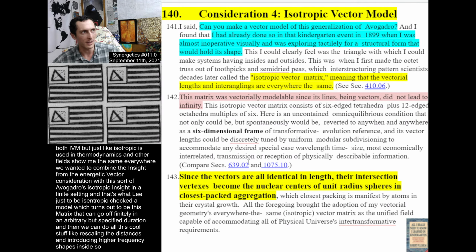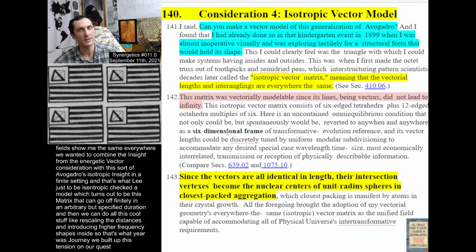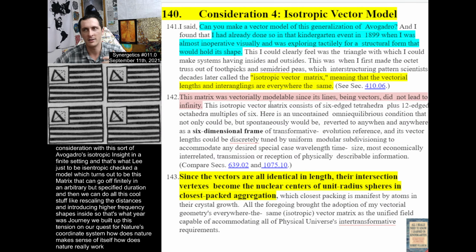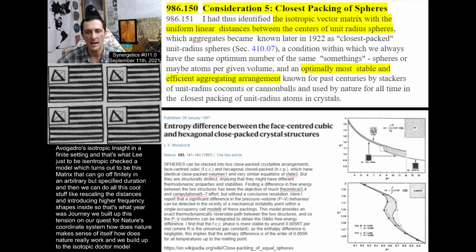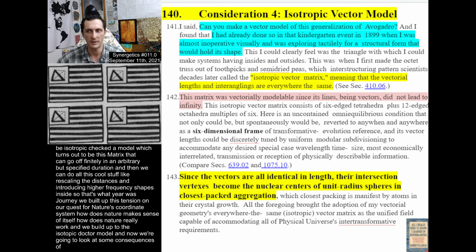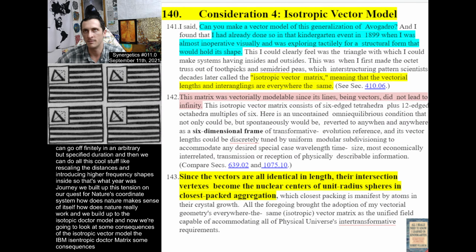And then we can do all this cool stuff like rescaling the distances and introducing higher frequency shapes inside. So that's the hero's journey. We build up this tension on our quest for nature's coordinate system. How does nature make sense of itself? How does nature really work? And we build up to the isotropic vector model. And now we're going to look at some consequences of the isotropic vector model, the IVM, the isotropic vector matrix, some consequences and some corollaries, we might say.